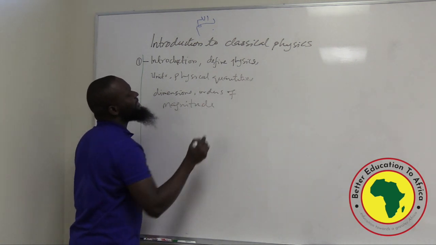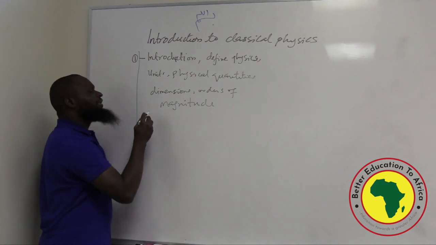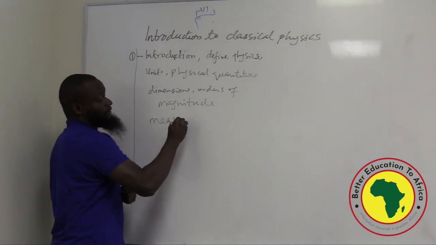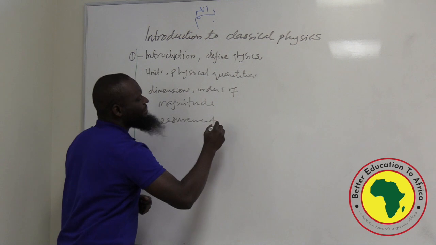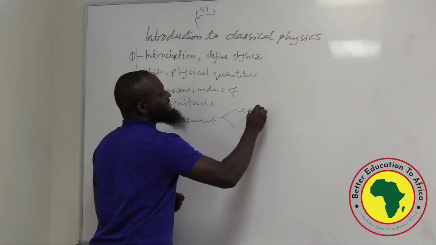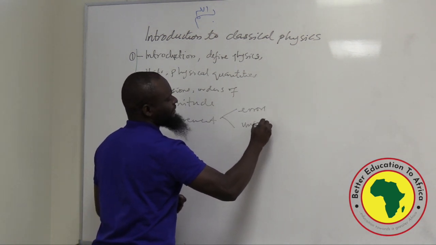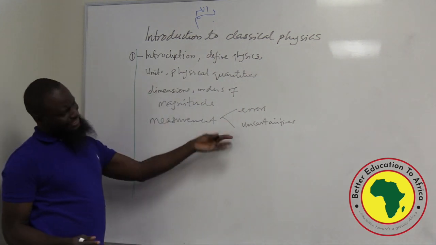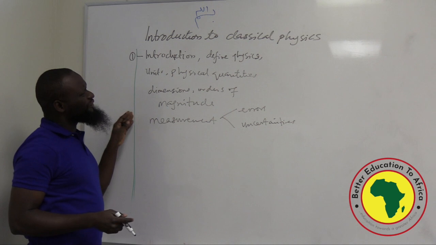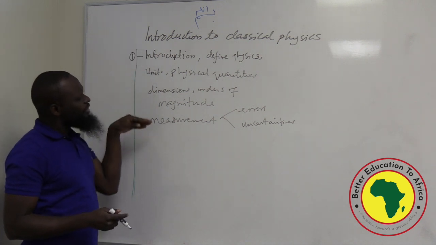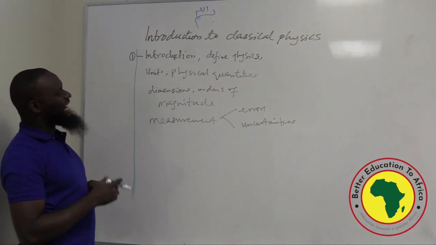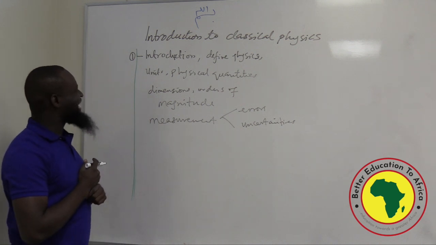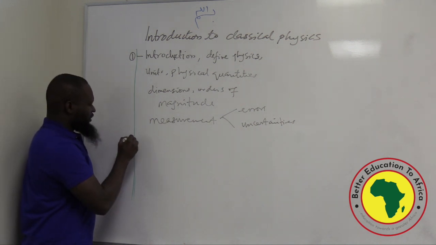We're going to talk about measurement. We'll talk about errors and uncertainties. They're more like the experimental part of it, but we're going to talk a little bit about all of this put together. And after that, we'll move to the second topic.